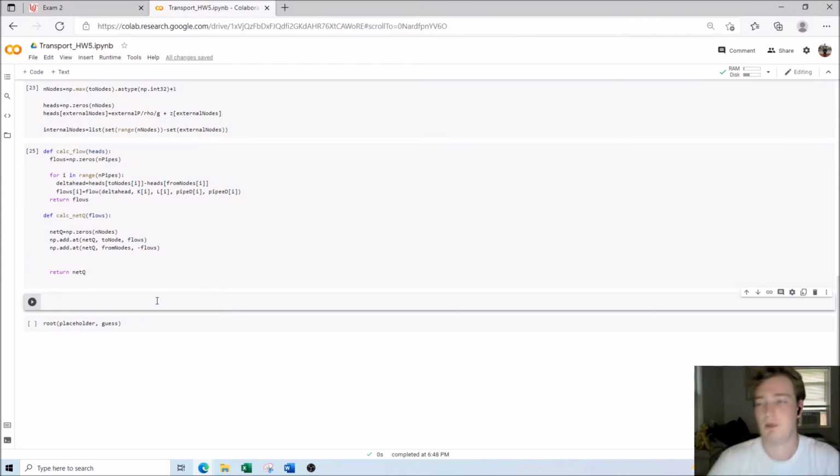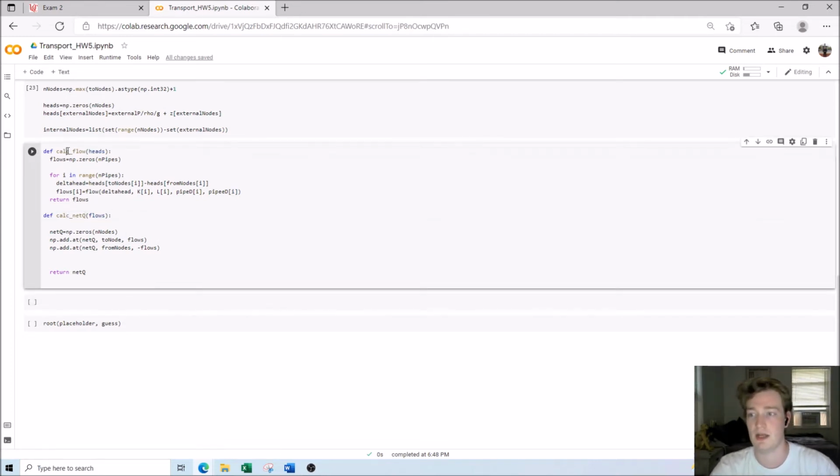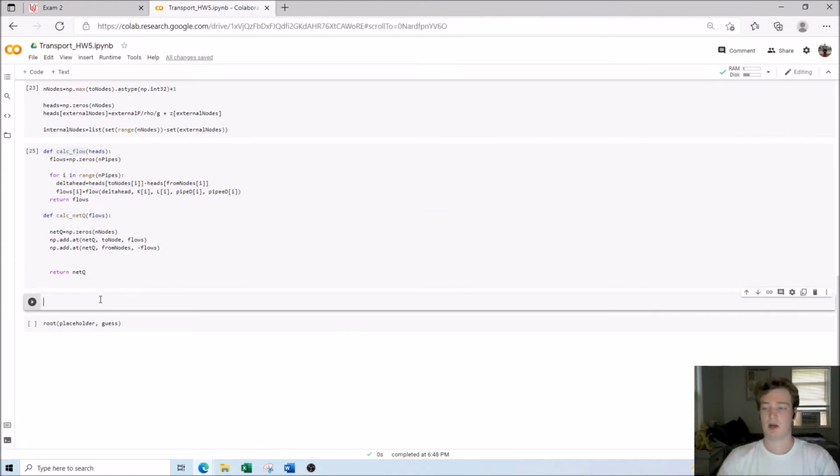So the first thing we want to do is make a function that will incorporate these 2 functions, this net Q and this calculate flow. So what are we going to call that? Let's call that net Q internal, so finding the net flows of all the internal nodes. And what does net Q internal need? It probably needs a pressure, so we'll call that internal P.